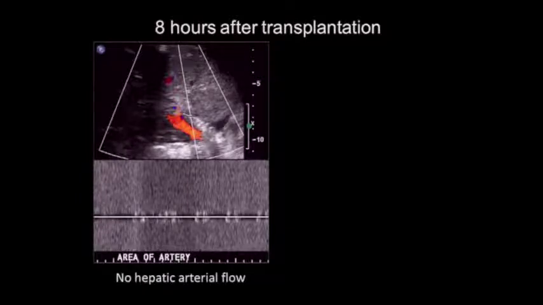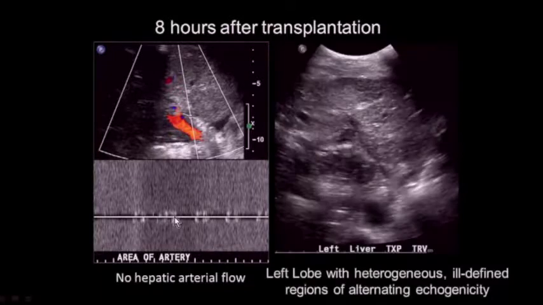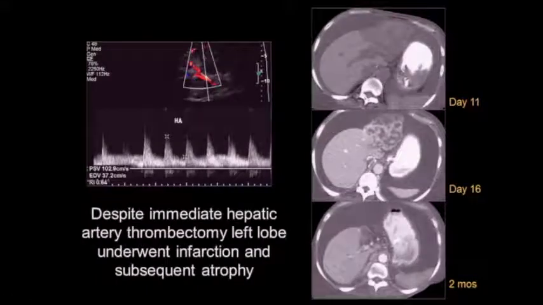This is the first ultrasound after transplant, 8 hours after transplantation. We were unable to find any hepatic arterial flow. This is the portal vein. There was no flow. By this point, the liver was already quite heterogeneous, islands that are hypoechoic alternating with hyperechoic. This is the same pattern that you're seeing here. The patient immediately went back to the operating room where an arterial thrombectomy was performed, which was able to reestablish the patient's flow, and that was fine.